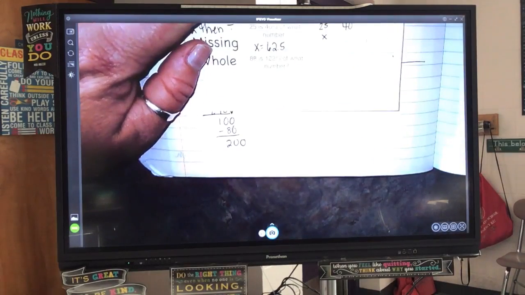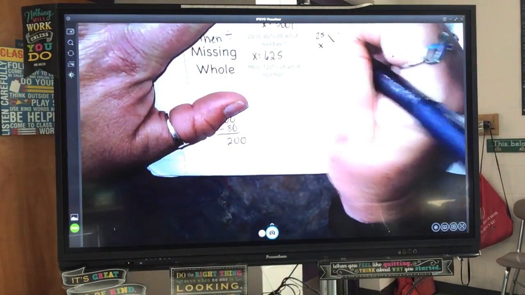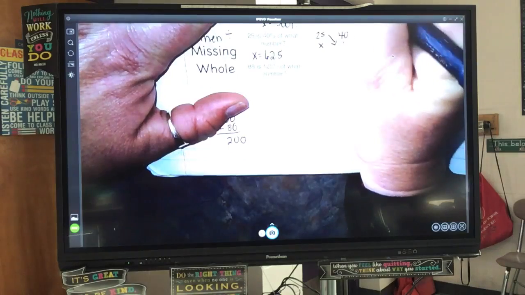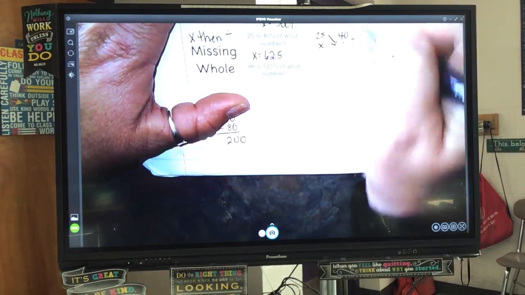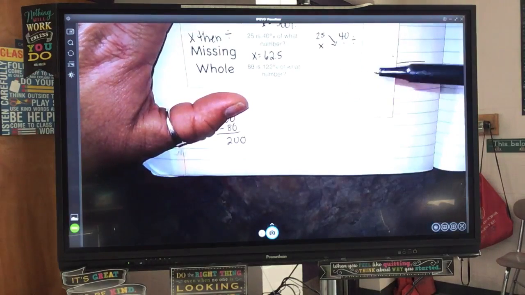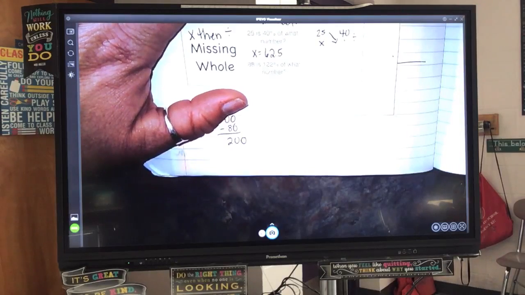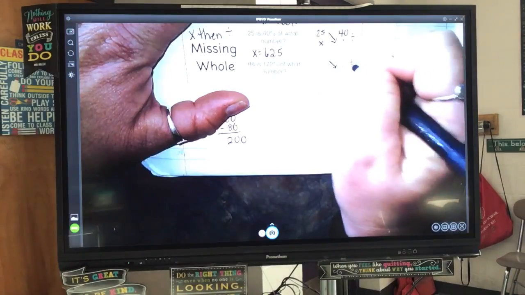Can't see that, sorry. And again, you cross multiply, then divide. Cross multiply, then divide. So what do you think we're doing for this last one? 88 is 122% of what number? We're gonna be cross multiplying and then dividing.